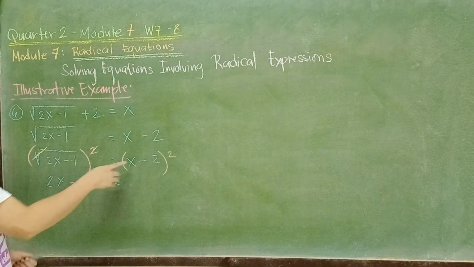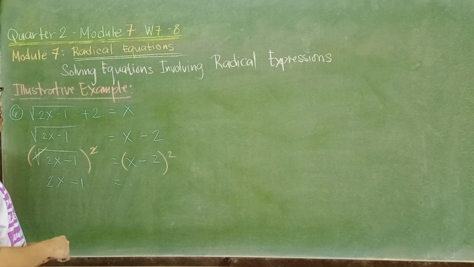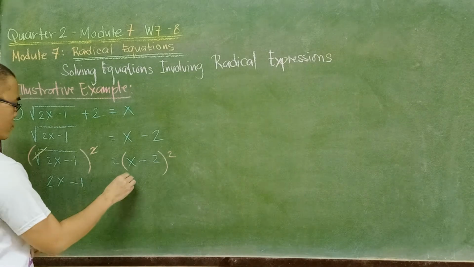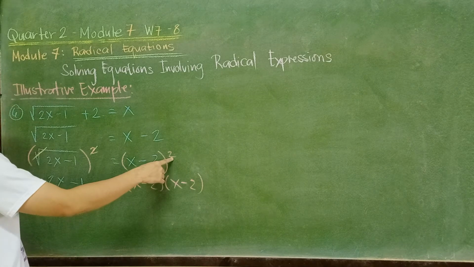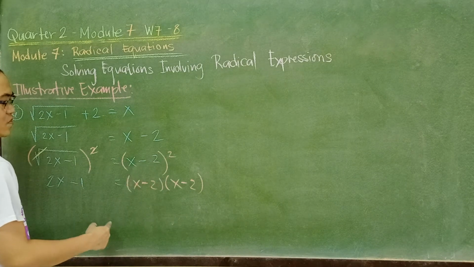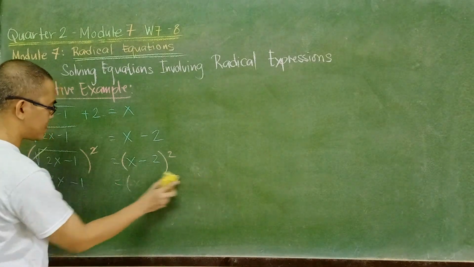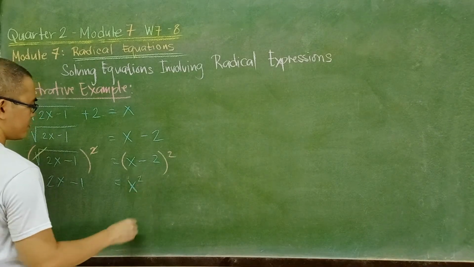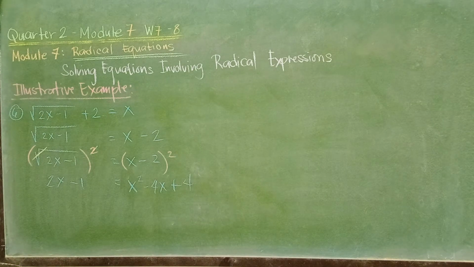Dito sa kabila, we have a binomial. So, gagamit tayo ng special products or yung FOIL method para masimplify yan. This is equal to x minus 2 squared, kasi yung ibig sabihin ng exponent na 2, dalawang x minus 2. So, pag sinimplify ko yun using FOIL method, ang magiging resulta is x squared minus 4x plus 4. So, yan ang magiging resulta pag sinimplify ko yan.